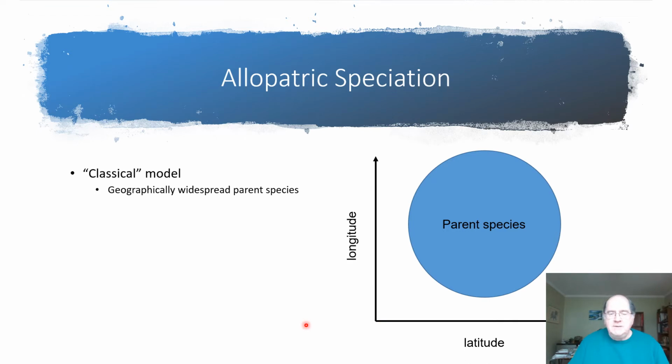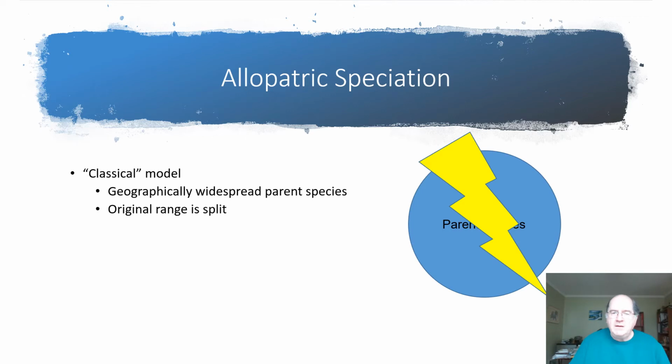I'm trying to indicate that this is the geographic distribution that this parent species occupies. So we start with a geographically widespread parent species, and then something occurs that causes that original range to be split. This something is typically, in cases of allopatric speciation, thought of as an extrinsic factor, such as glaciation, the expansion of glaciers in North America that separated populations between the east and the west. It could be the origin of rivers. It could be orogeny, the origin of mountains.